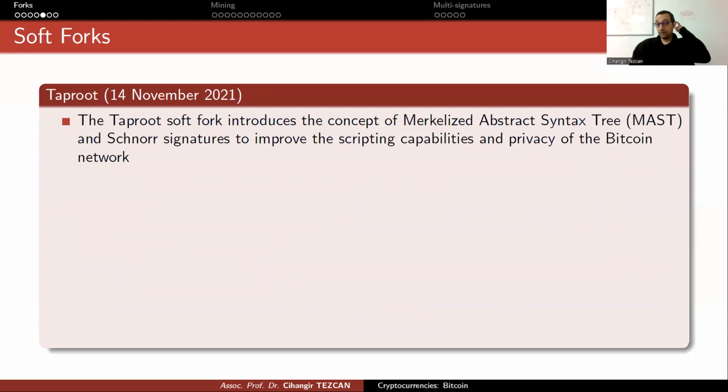So let's move on to more recent upgrades. This is Taproot. After 4 years, Bitcoin received another upgrade since SegWit. So this created a huge hype. The Taproot soft fork introduces the concept of Merkleized abstract syntax trees and Schnorr signatures to improve the scripting capabilities and privacy of the Bitcoin network.